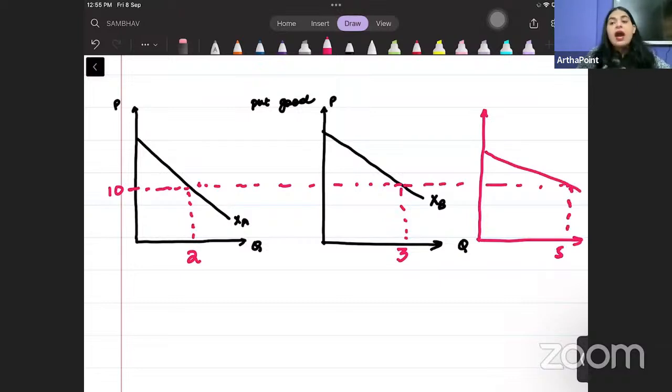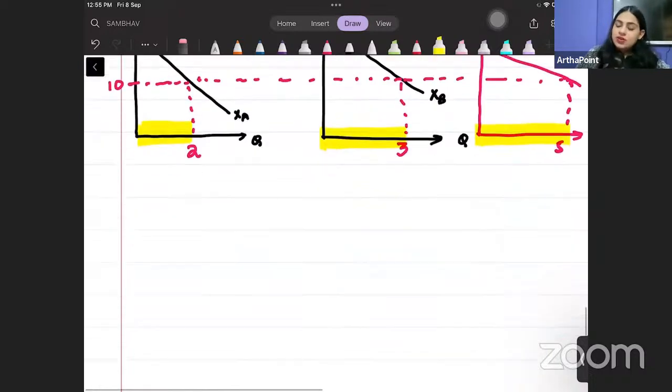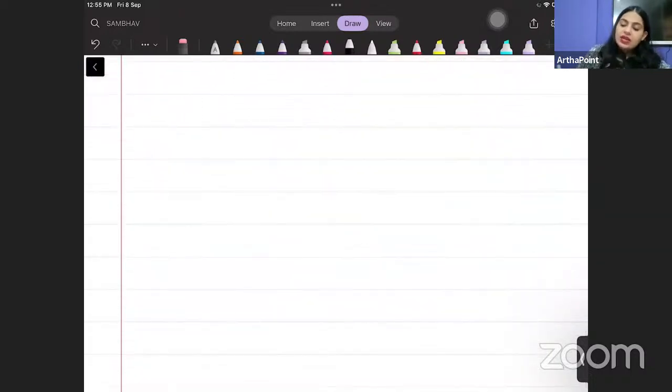So what have I done? I have done something which is known as horizontal summation. I have done what is called horizontal summation. Individual A's demand and B's demand, I added together to get the demand in the economy. Okay, so just see, I can show all of this in one diagram. How?